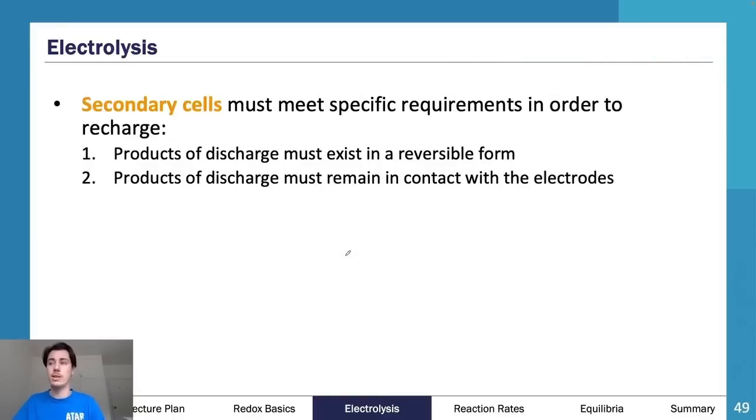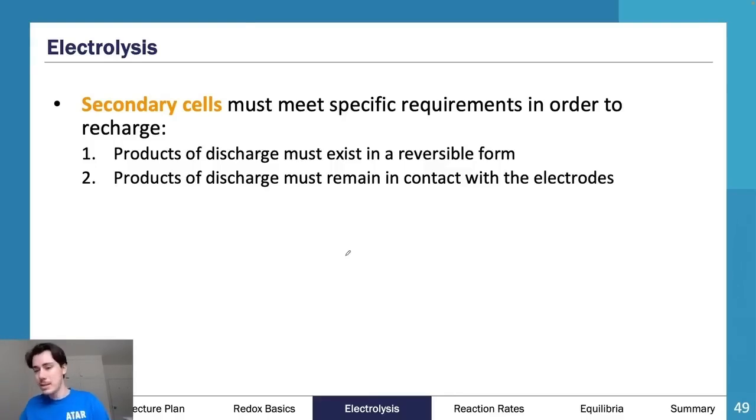That is really important wording. So secondary cells must meet specific requirements in order to recharge. So these specific requirements you must be able to recite on an exam. So the products of discharge must exist in a reversible form, and the products of discharge must remain in contact with the electrodes. If one of the products of discharge is a gas, for example, it's not going to be able to be reversible. Why is that? Because the gas just leaves and heads off into the ether.